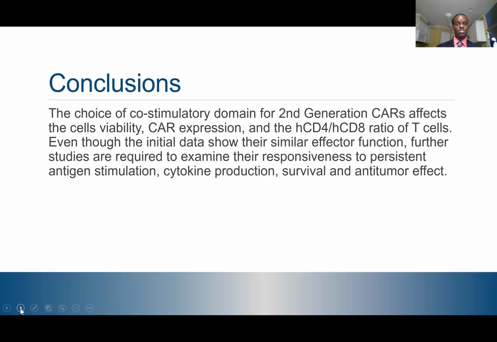In conclusion, the choice of the costimulatory domain affects the cell viability, CAR expression, and the CD4 CD8 ratio. Even though the initial data shows similar effector function, further studies need to be conducted to show if there actually is a difference in the killing of the tumor cells, and other tests can be done on the cytokine production of our different T cells.